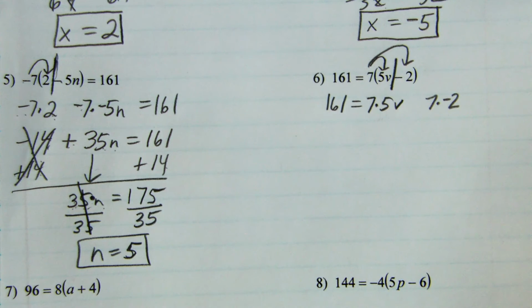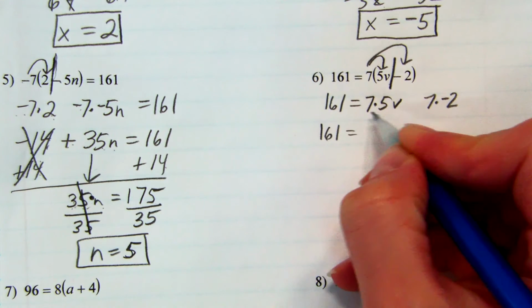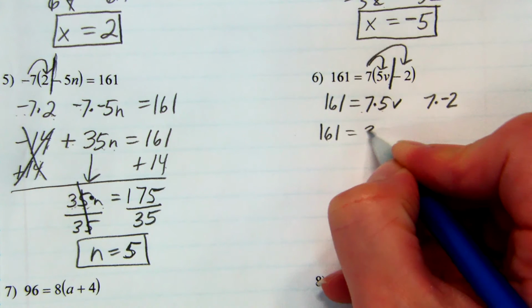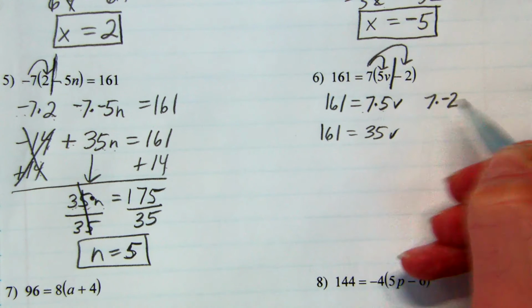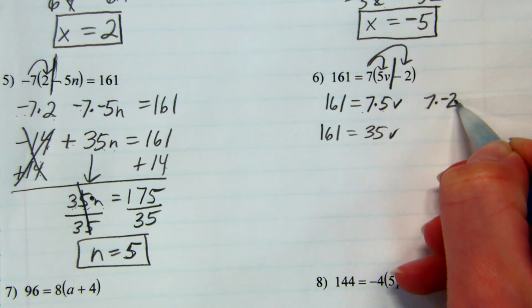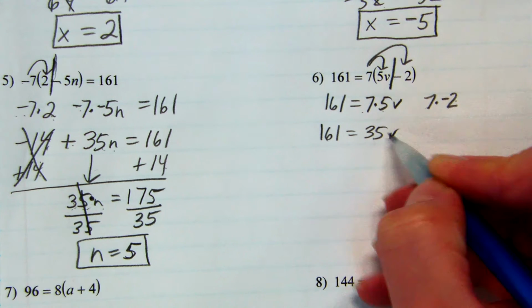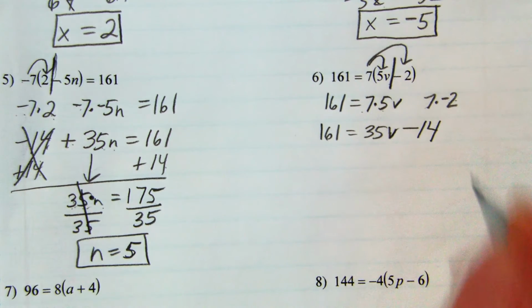Does that make more sense to some of you? Because I think that's the way we talked about it before. So 7 times 5v would just be 35v. Over here I have a positive 7 times a negative 2. Those have different signs, so that means my answer is going to be negative. It'll be negative 14. And you can just make it minus 14.